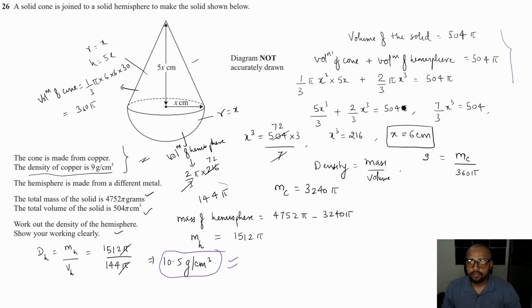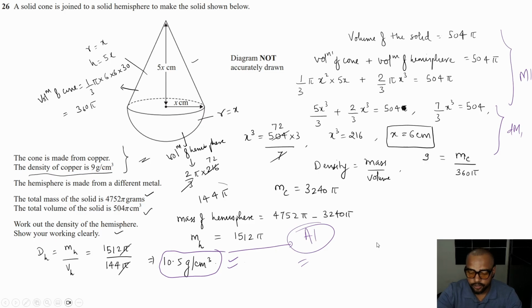For this method you will be scoring M1, and for this you will be scoring DM1, because this is the dependent mark, which you don't need to know, but I'm just telling you. And for the accuracy part you will be getting A1 here. So this is how this question needs to be attempted. So this was the last question, students.